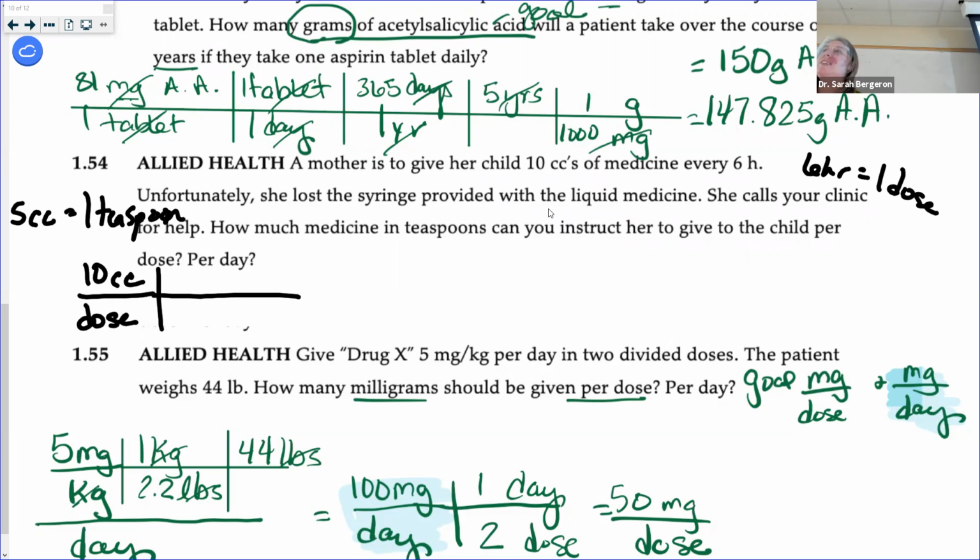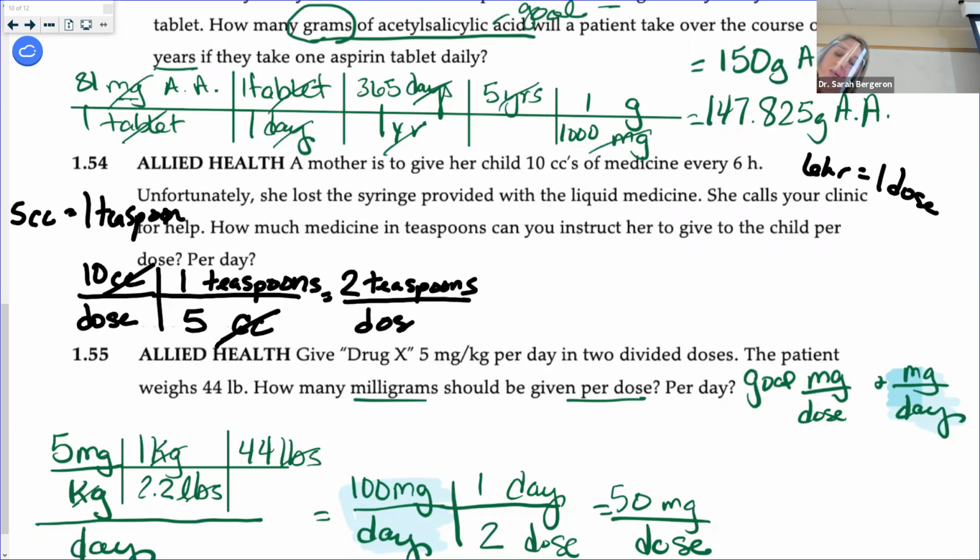Do I want to stay in cc's? No. So I'm going to put cc's on the bottom, and I'm going to put teaspoons on the top. So I know that for every 5 cc's, I have 1 teaspoon. So what does that give me? My cc's cancel. So I'm given 2 teaspoons per dose.